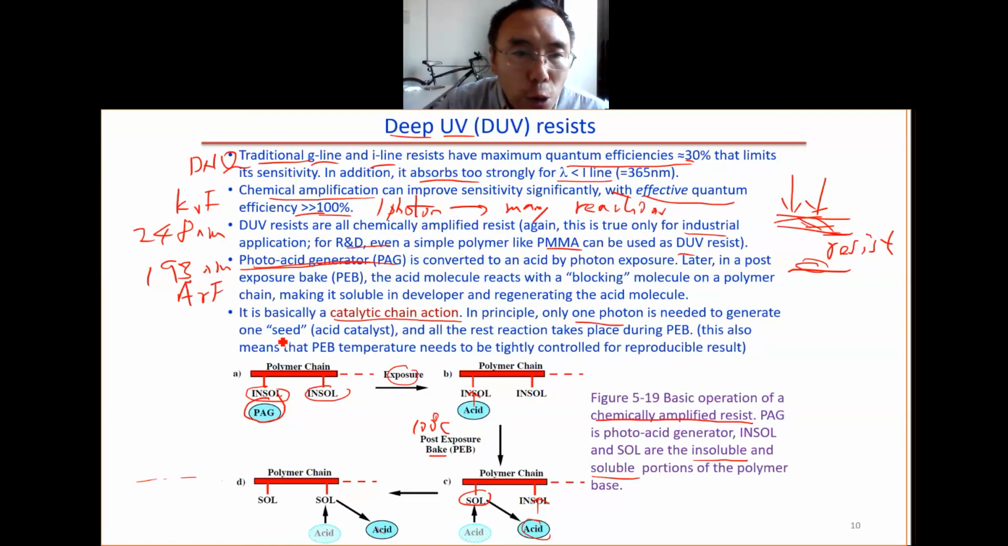to produce one acid. Then we do the baking, the post-exposure bake, to do the chemical reaction. As a result, the post-exposure bake is very critical for the chemically amplified resist. So this is the word: post-exposure bake, so PEB.